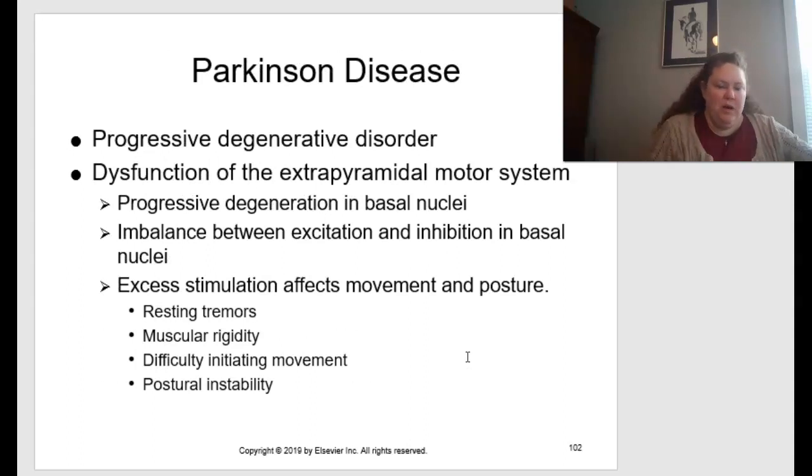Moving on to Parkinson's disease, and we're on the tail end of this lecture. I know we're an hour and 20 minutes in. We have 18 slides left, guys. Let's do it. Okay, so Parkinson's disease.